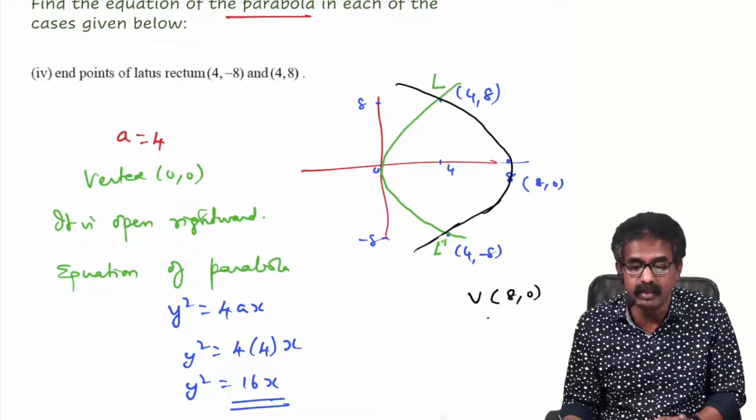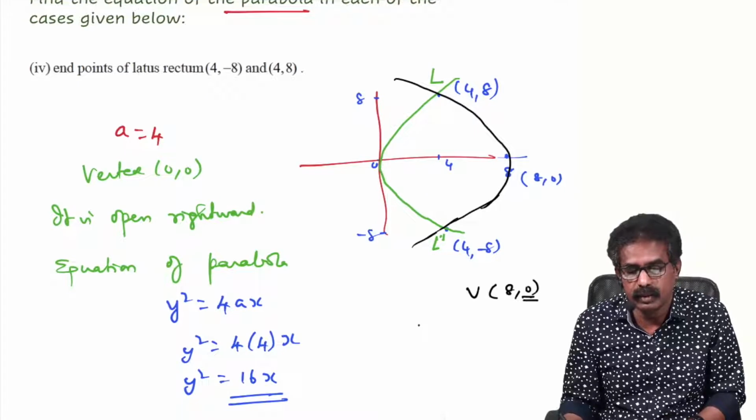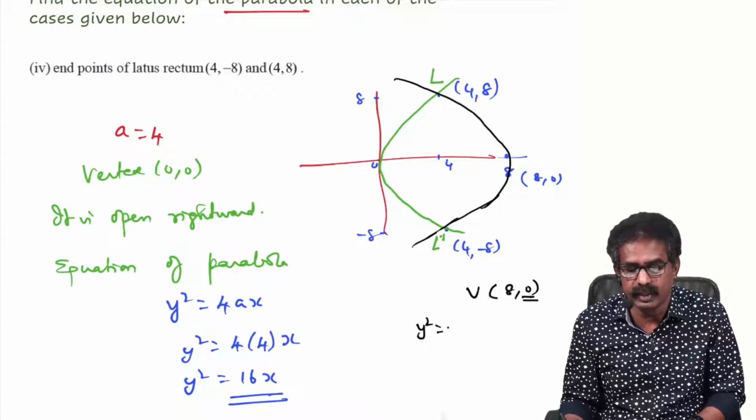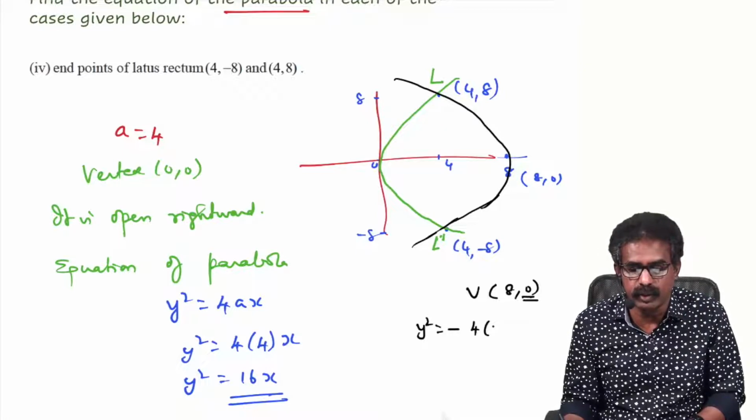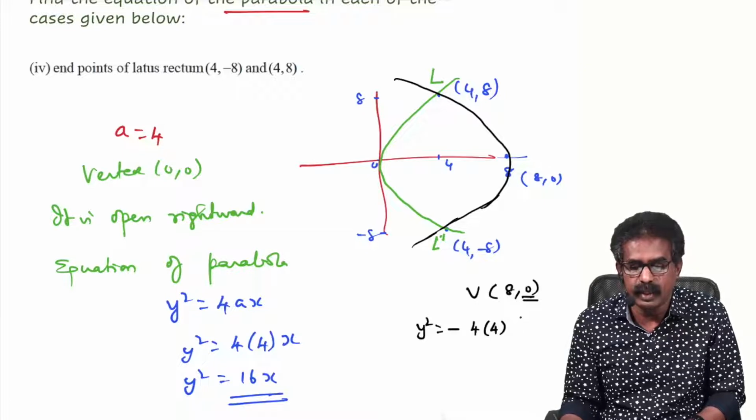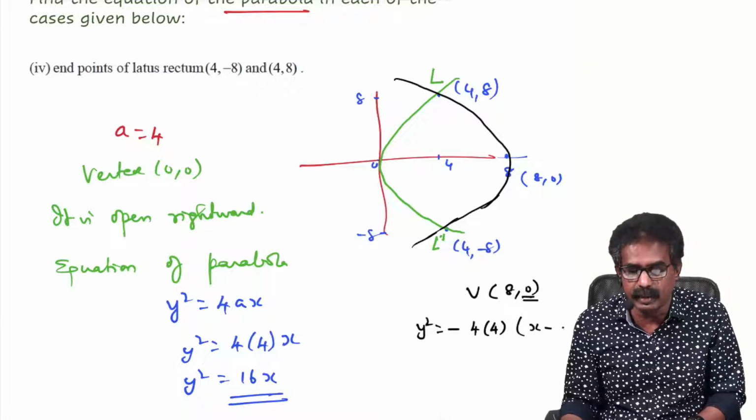This is open leftward. So the equation is y square equal to minus 4ax, right? Minus 4a. A value is what? 4 units, right? A value 4. In the x, don't write x. You write (x minus 8).